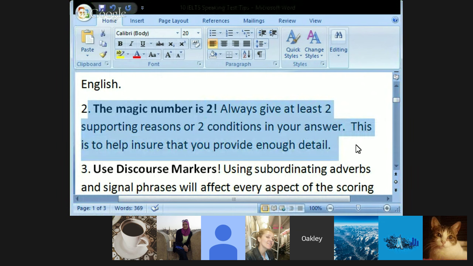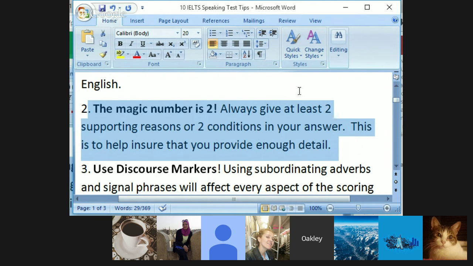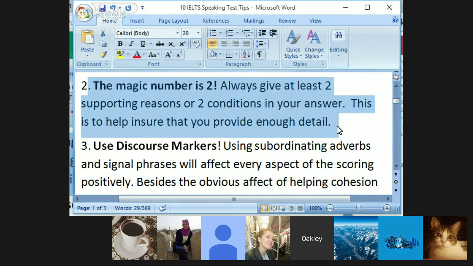Point number two is about the number two. The magic number is to always give at least two supporting reasons or two conditions in your answer. This is to help ensure that you provide enough details. You can't, at the time you're taking the test, be concerned over what preposition you're using, and what verb tense I need to use, and I already used that vocabulary word, so I need a synonym. You don't have time to think about that. You do have time to think about points two and three. I should say two things. You can handle keeping that in your head as you're taking the test.